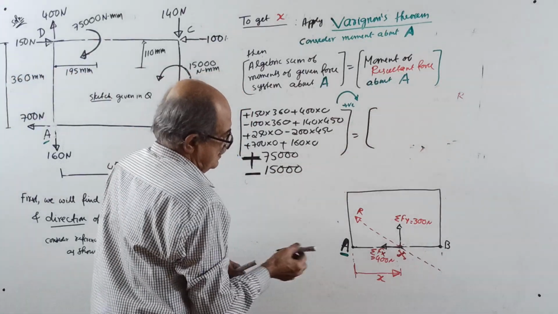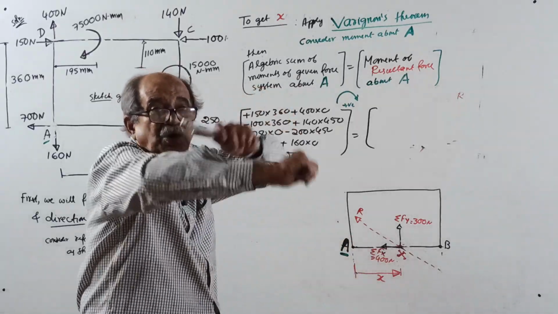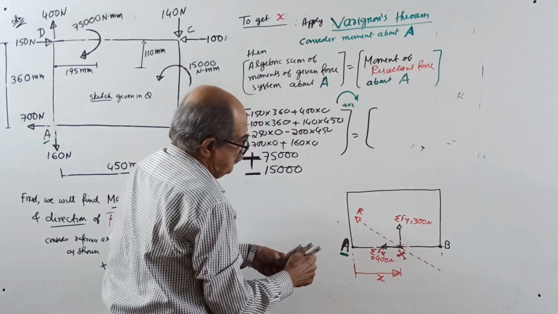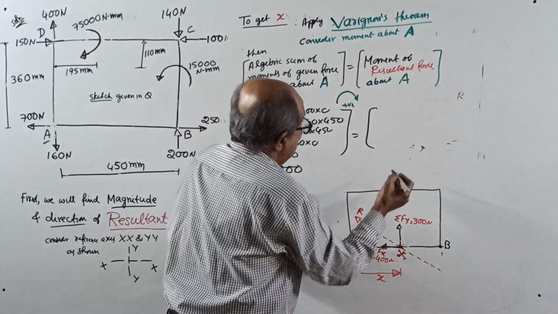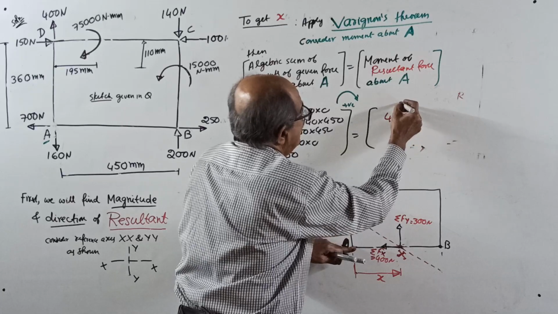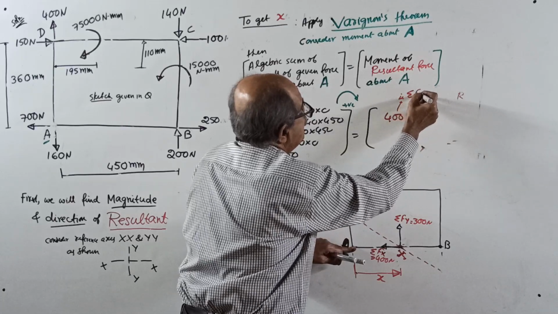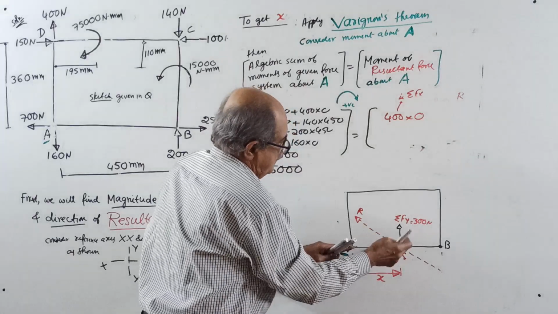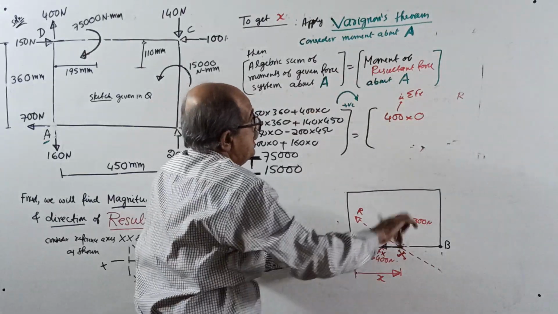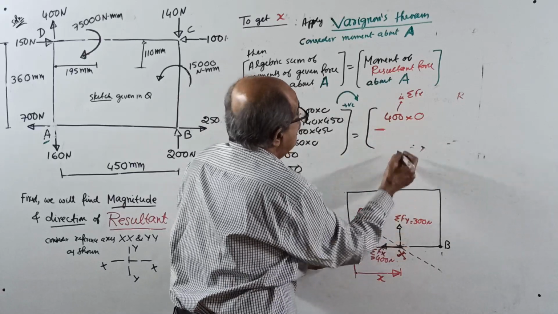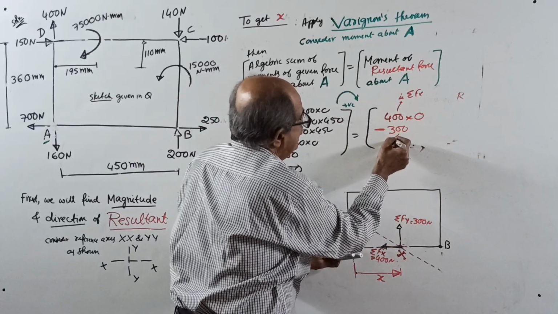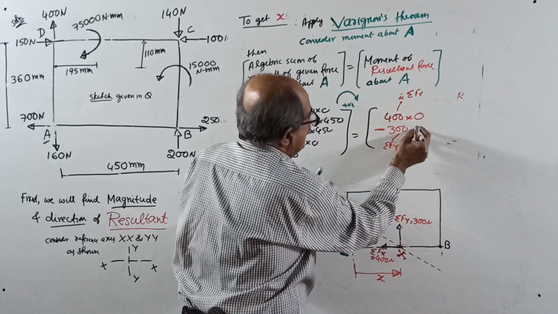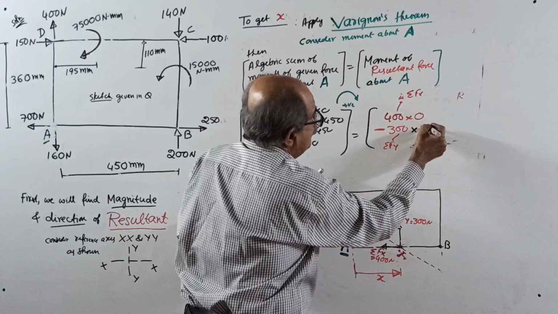See here. Moment about this point. Remember, clockwise positive. Sigma Fx 400. See that I use red color. 400, that is your sigma Fx into 0. Why? See, 0. Then see here. Minus 300, which is sigma Fy, into your numerical value of x.